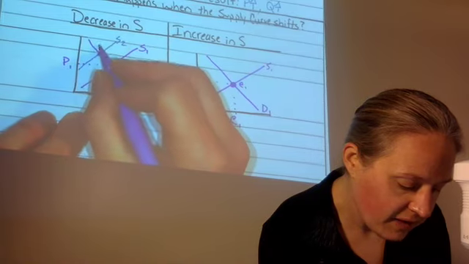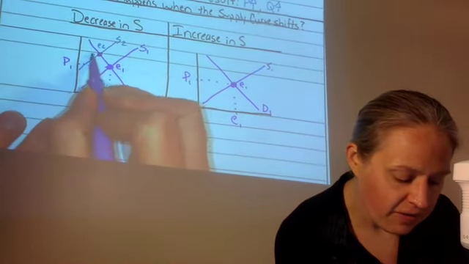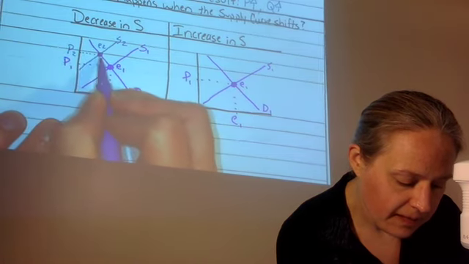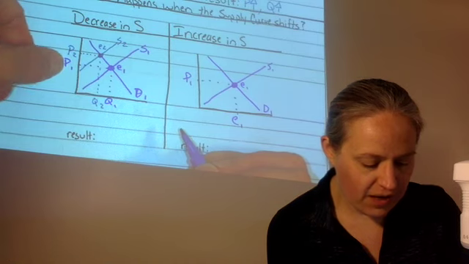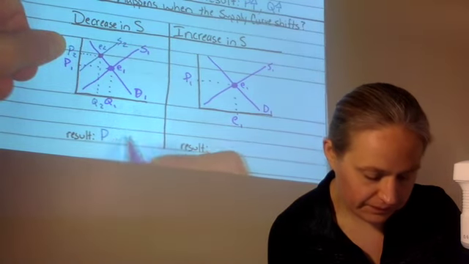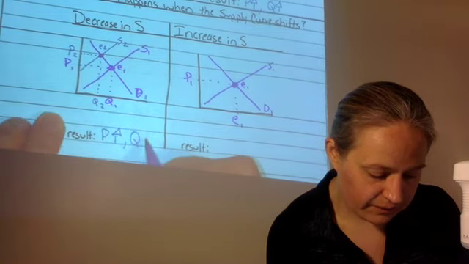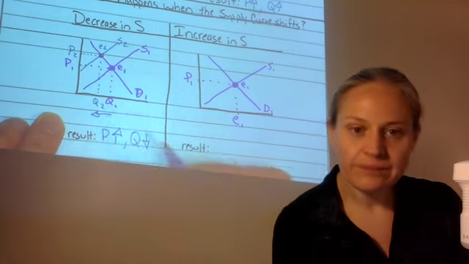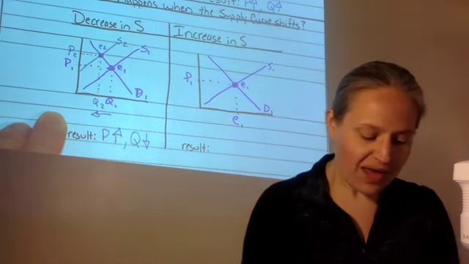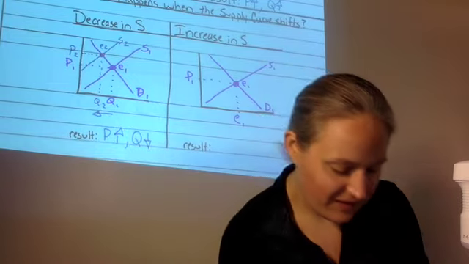And now we have a second equilibrium point. The equilibrium point tells us what the price will be and it tells us what the quantity will be. And we can see here the price went up and the quantity went down. Right? The quantity started here and it went there. That's down.